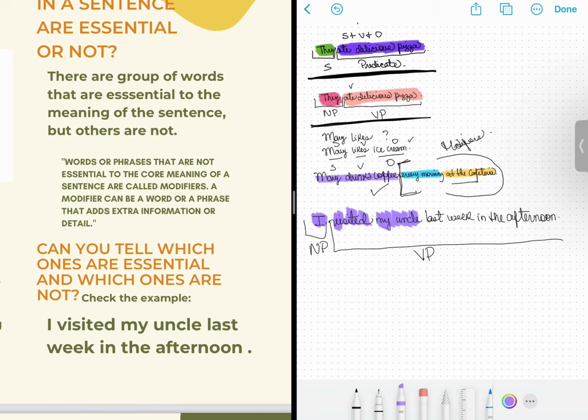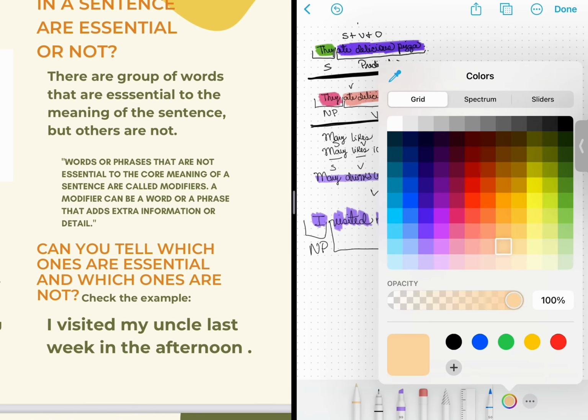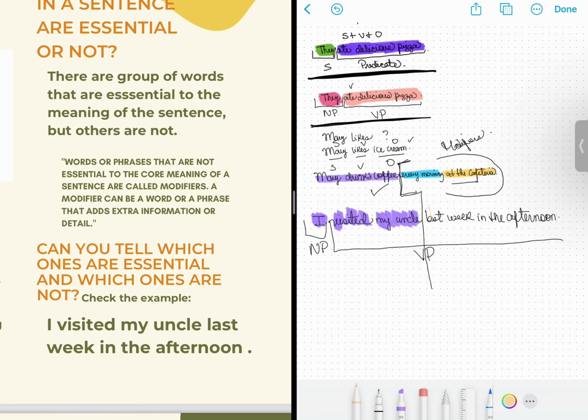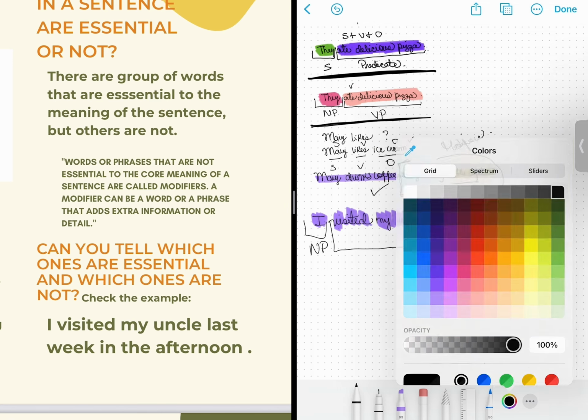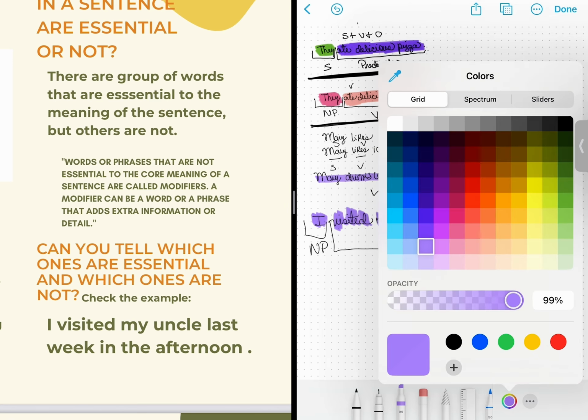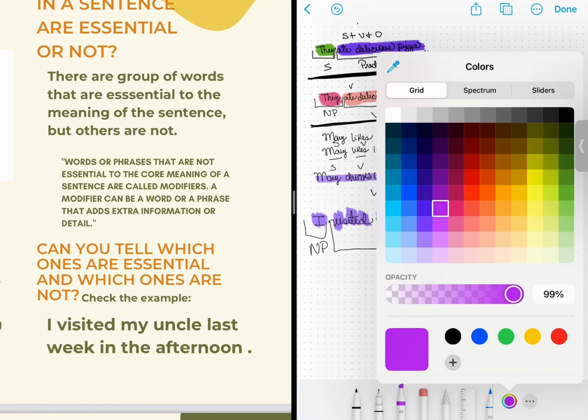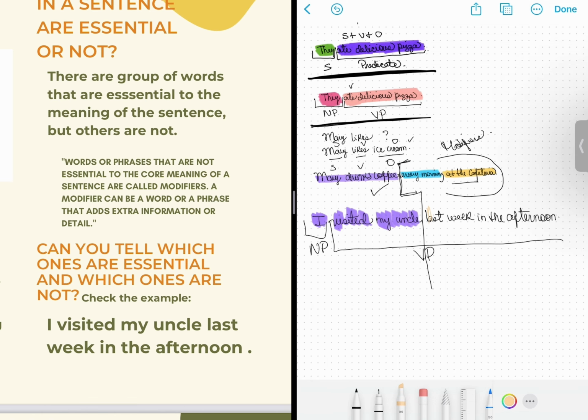So this is essential to the sentence. But I'm adding extra information. I'm just telling the last week. Let me just go here, because I want to illustrate with colors. Last week, I'm giving extra information. And in the afternoon is another extra information.